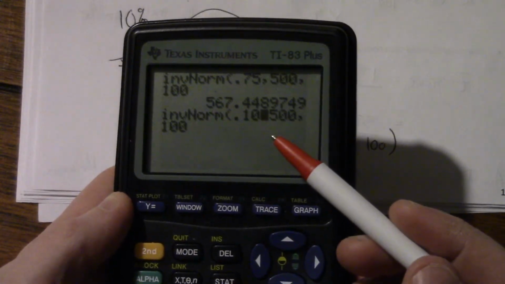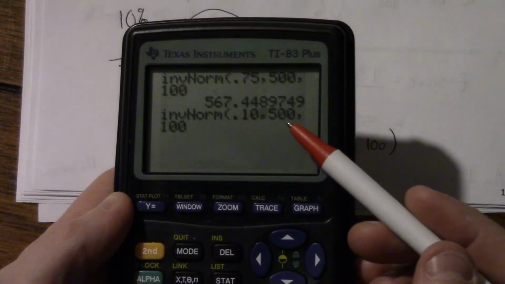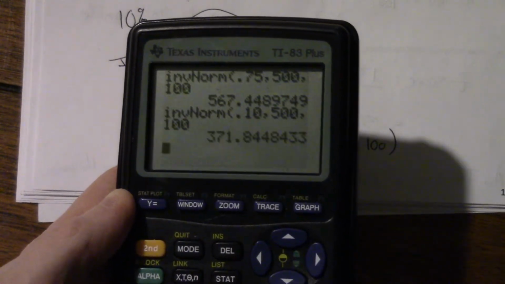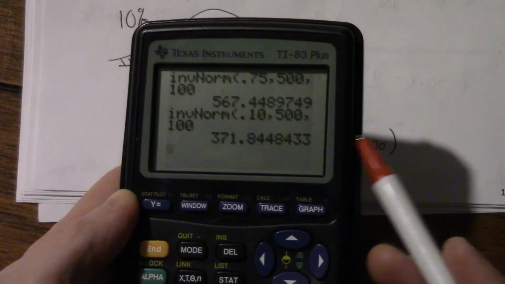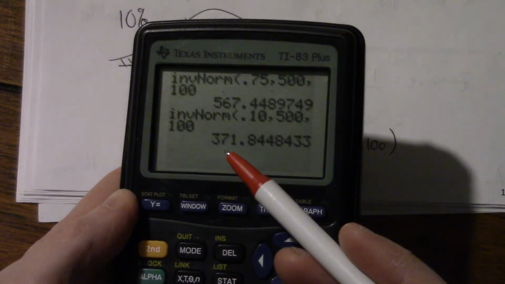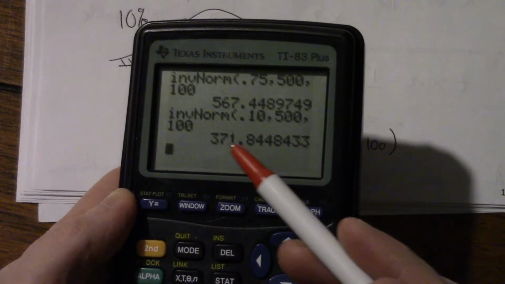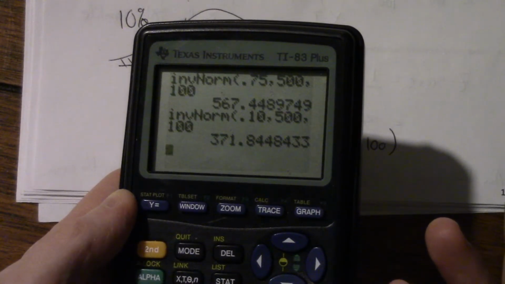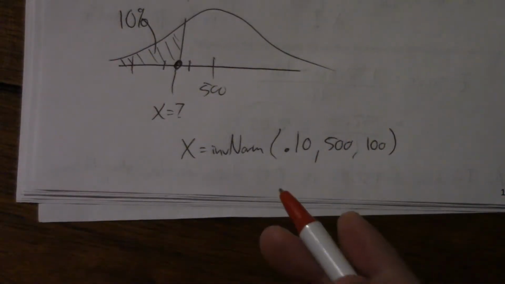So you should end up entering something like this, 0.1 or 0.10, doesn't matter, 500, 100, and then you should get 371.8. So again, right where we thought it would be, between 350 and 500, but more towards the 350. And the answer we get is 371. So it matches what we expected, so that's nice.